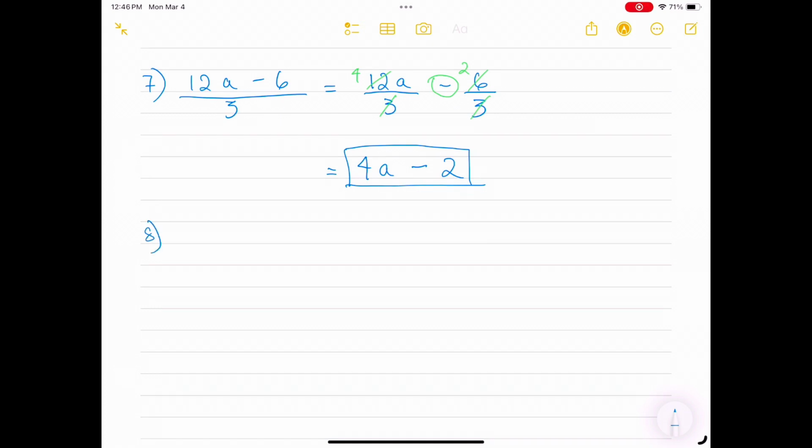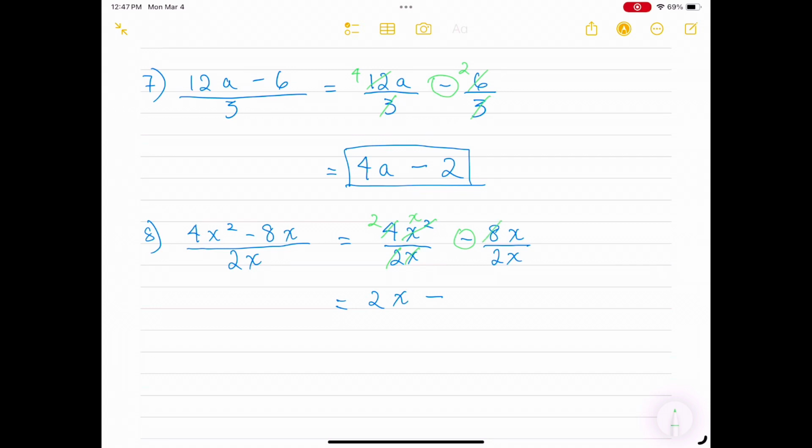Example number 8, 4x squared minus 8x all over 2x. We start by dividing both terms above the division line by 2x. So we have 4x squared over 2x minus 8x over 2x. So 4x squared divided by 2x equals 2x. We keep the minus sign. 8x divided by 2x, the x's cancel, and we end up with 8 divided by 2, which equals 4.